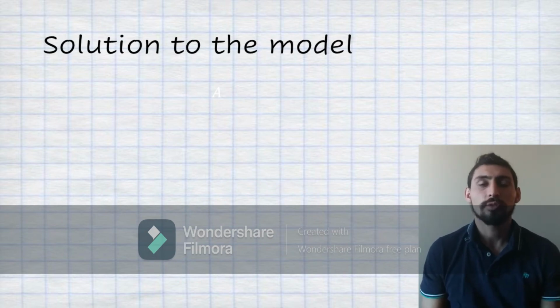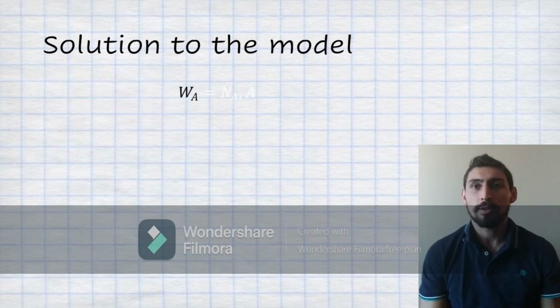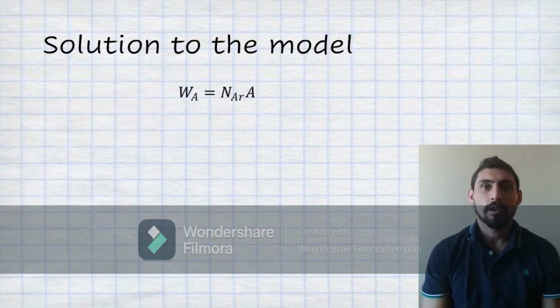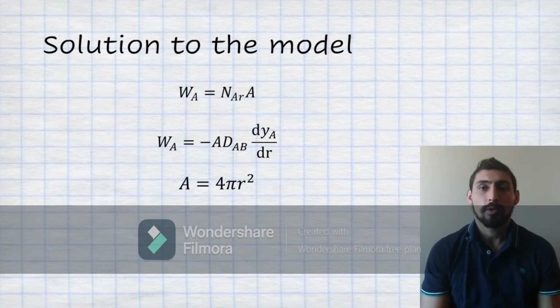Finally, the solution. The rate of drug release is given by the mass flow, which is given by the flux times the perpendicular area. From equation 1 we get here. In this case, the area changes as the radius changes. For a sphere, the area is given by the following formula: 4 times pi times r squared. Thus, we get this equation.